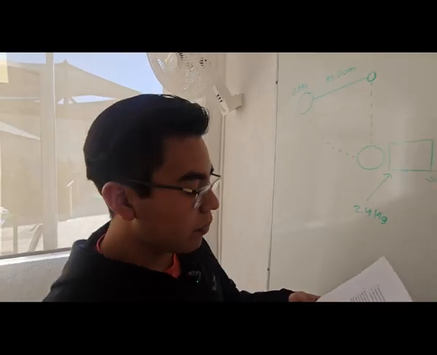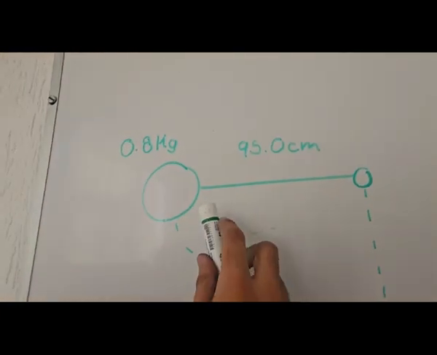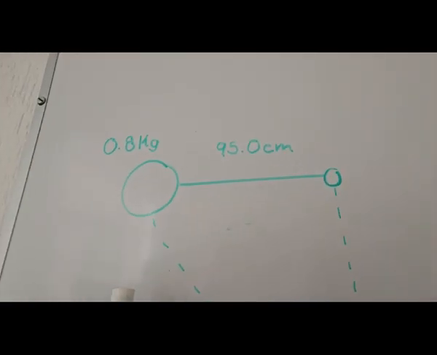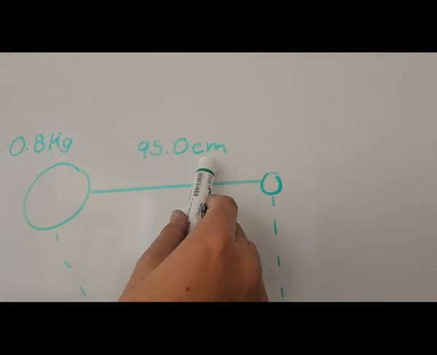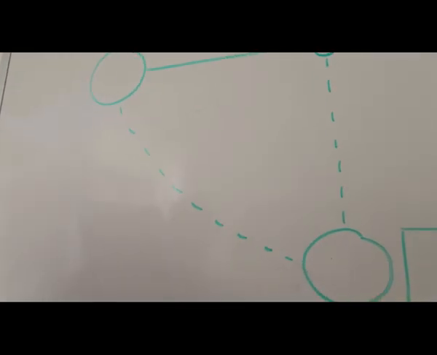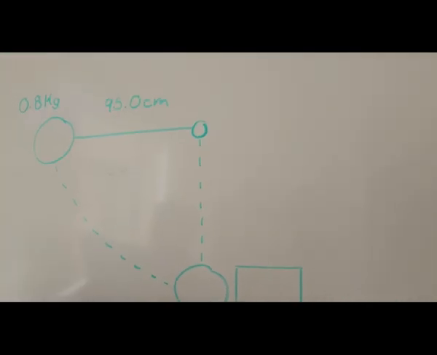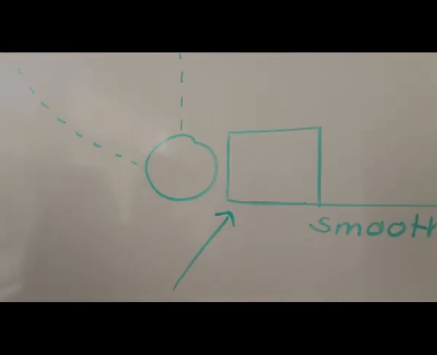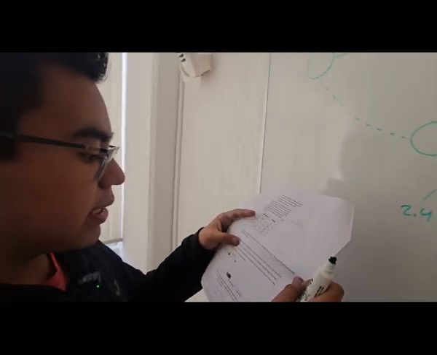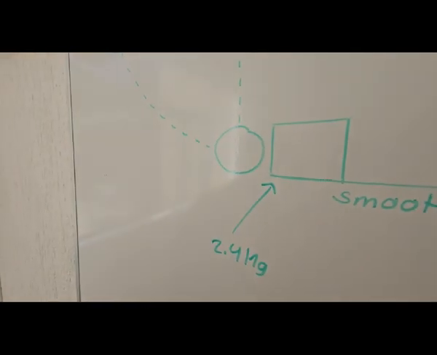Now, problem 1. It says a ball of mass 0.8 kilograms is attached to a string. The distance to the center of mass of the ball from the point is 95 centimeters. The ball is released from rest when the string is horizontal. When the string becomes vertical, the ball collides with a block of mass 2.4 kilograms that is at rest on a horizontal surface. And the first question asks, right before collision, show that the speed of the ball is about 4.3 meters per second.